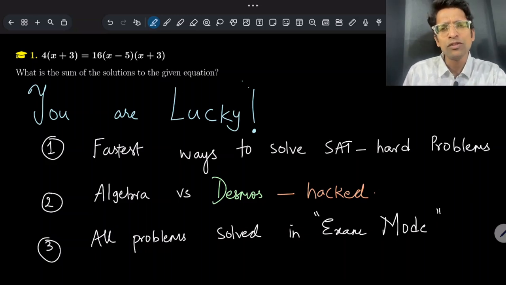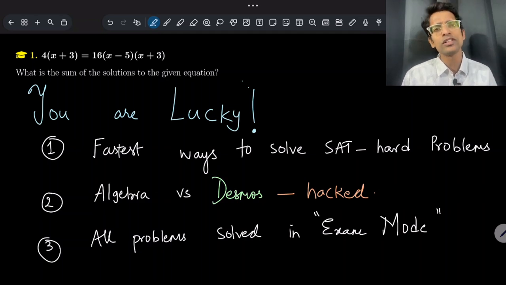Hey there, if you see a massive system of nonlinear equations on the digital SAT, your first instinct might be to instantly fire up Desmos. But what if I told you that relying on the calculator for every problem is actually a trap that will cost you precious time? Welcome back to Bhargav Academy.